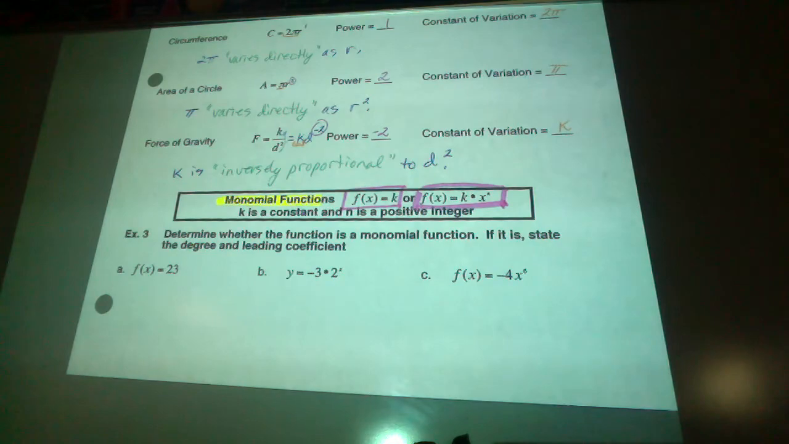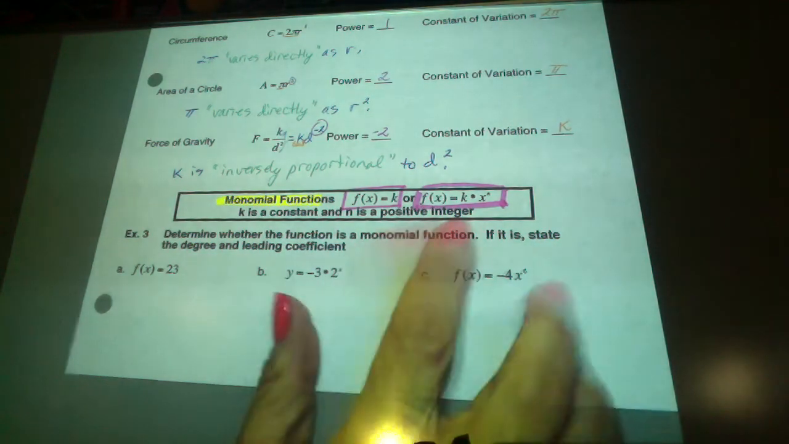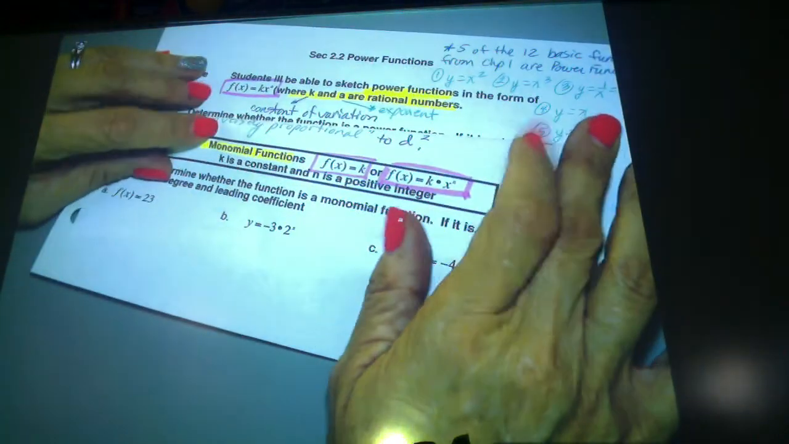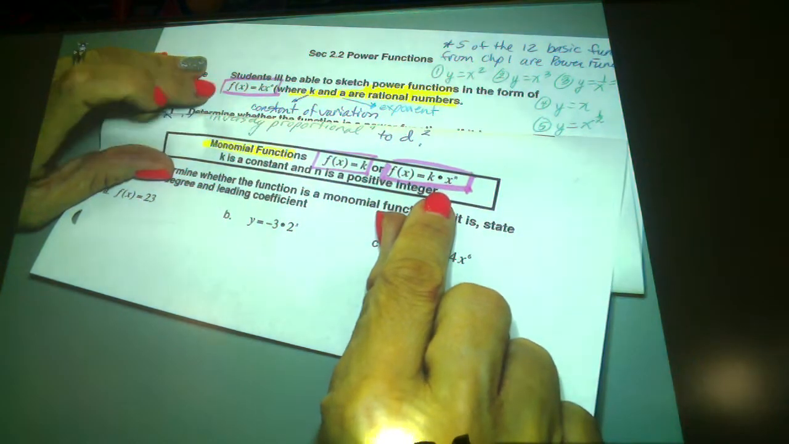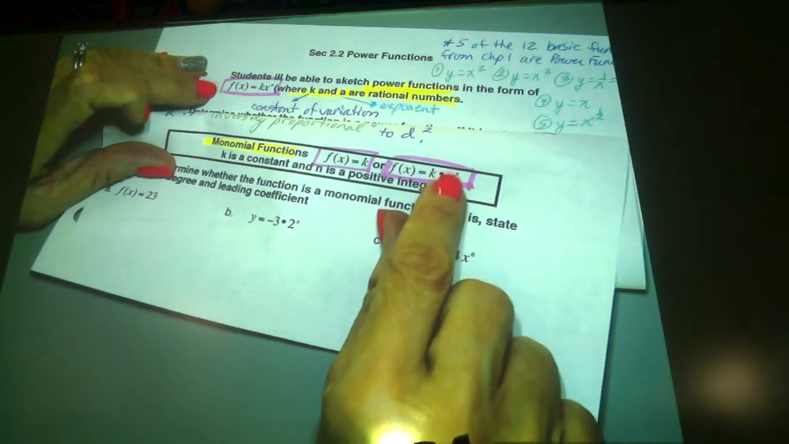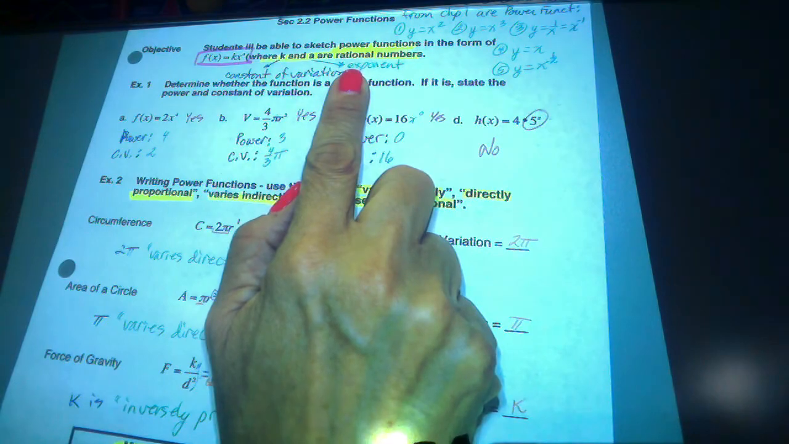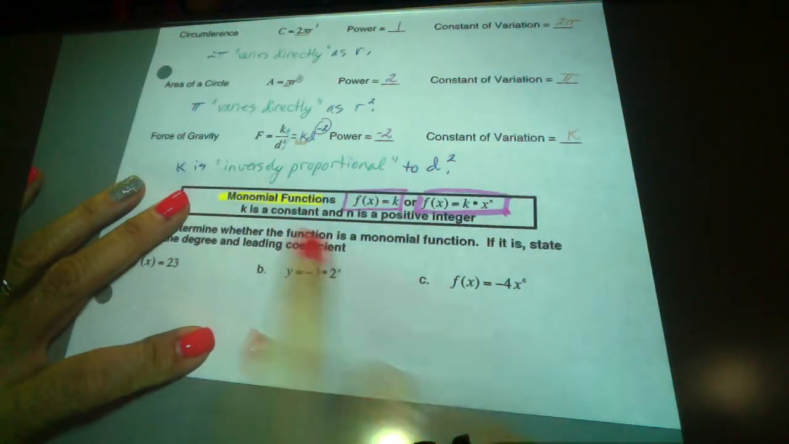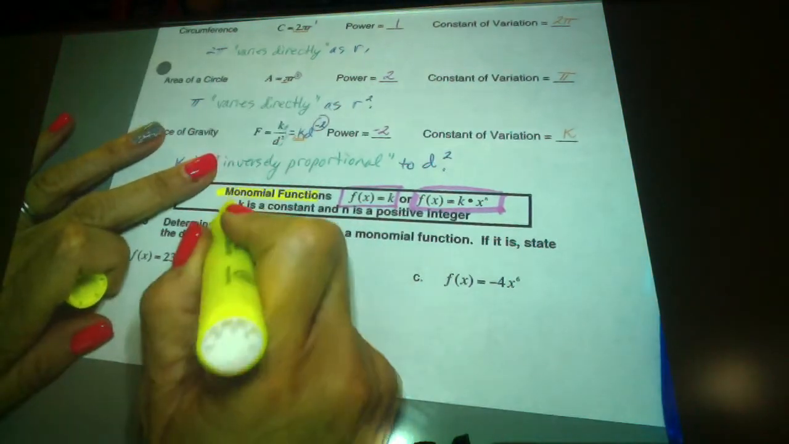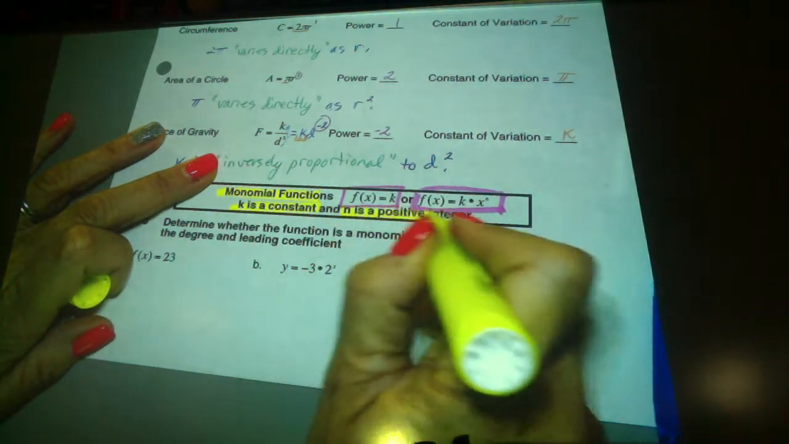Well, is that any different than this? These two, are they any different? No, but note that this one said rational numbers, or we conclude really real numbers, versus this which says here that k is a constant and n is a positive integer.